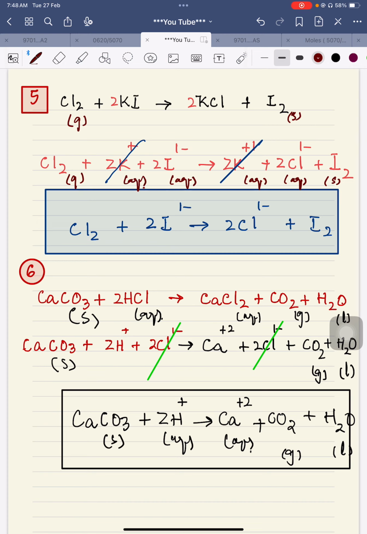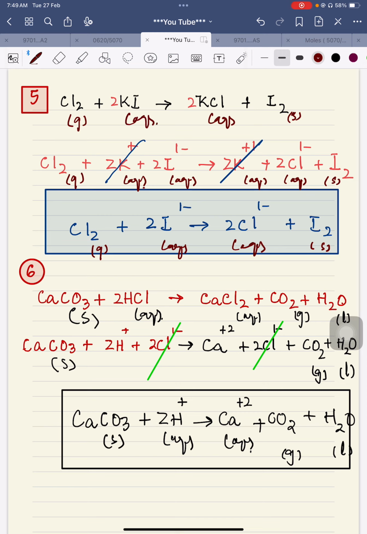I2 might at the start be in the liquid state, or you may consider that at the start it forms in vapor form and finally settles at the bottom, but overall we can consider it in the solid state. So here Cl2 is in the gas state again, and these are aqueous ones, and these are aqueous here as well, and the solid here, and this is aqueous here and aqueous here.